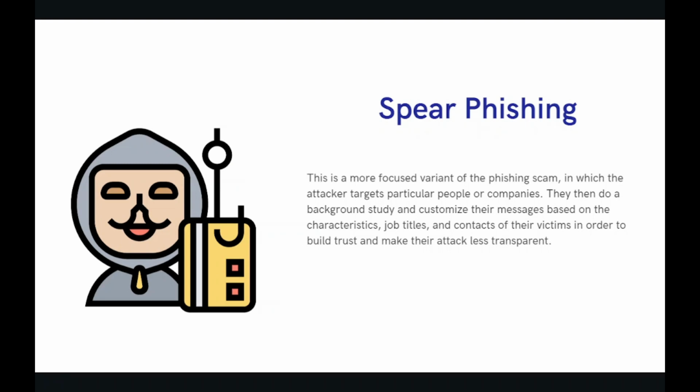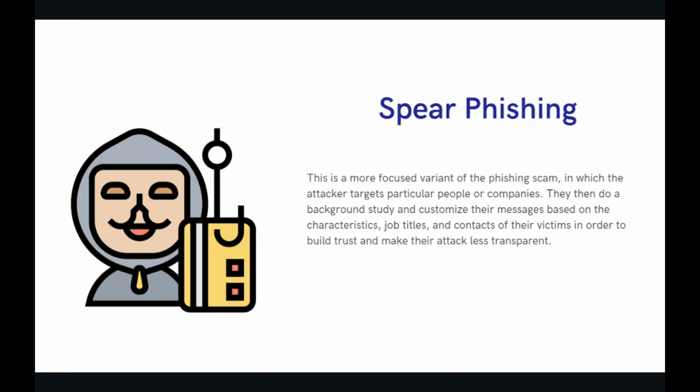So, the next one is spear phishing. Spear phishing attacks are more focused than traditional phishing attacks. Instead of sending out a large number of generic emails, spear phishers target specific individuals or organizations. They do their research to gather information about their targets, such as their job titles, responsibilities, interests, and contacts, in order to create more convincing and targeted messages.